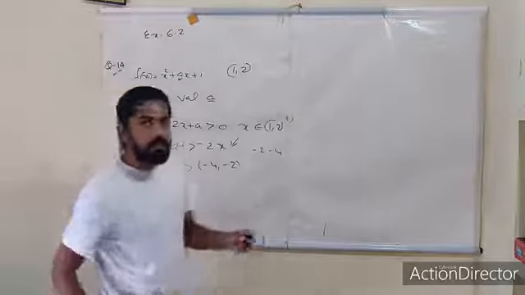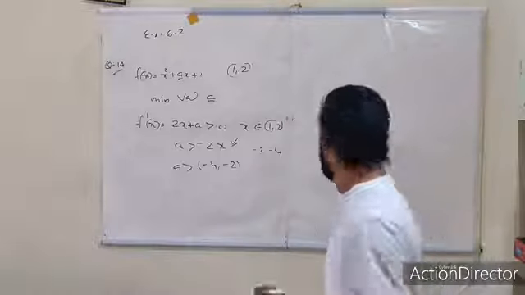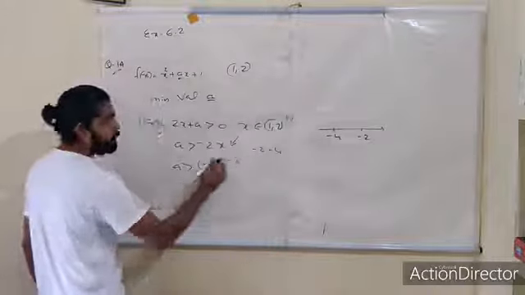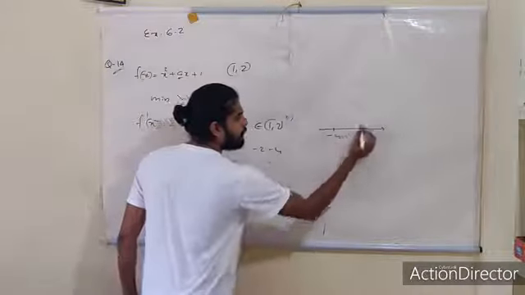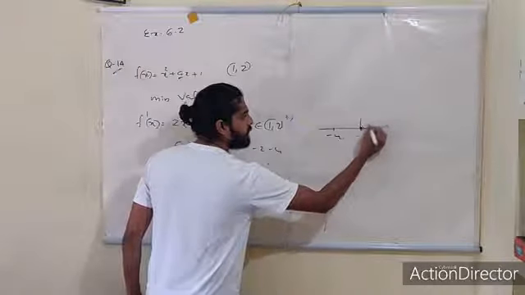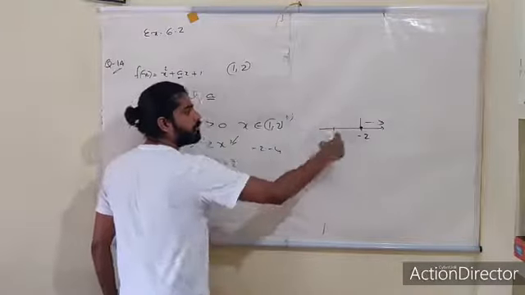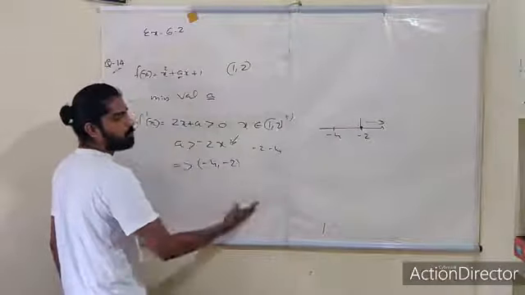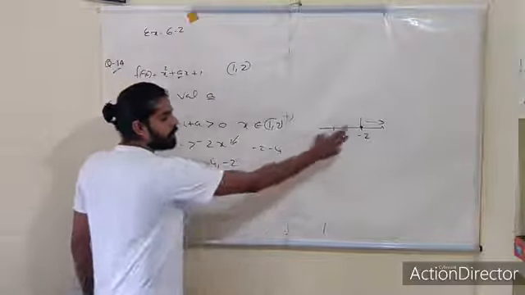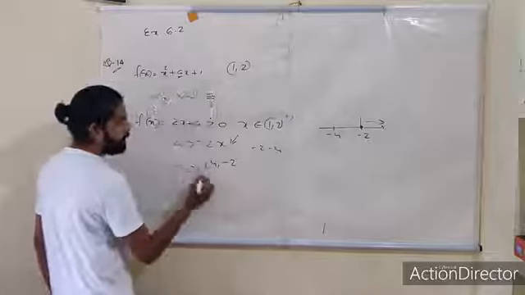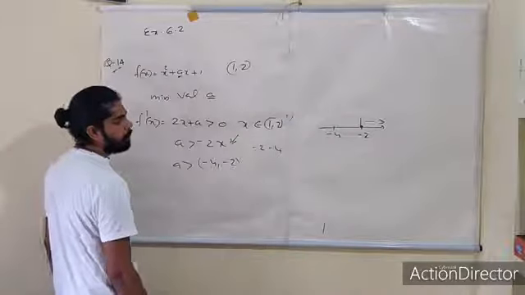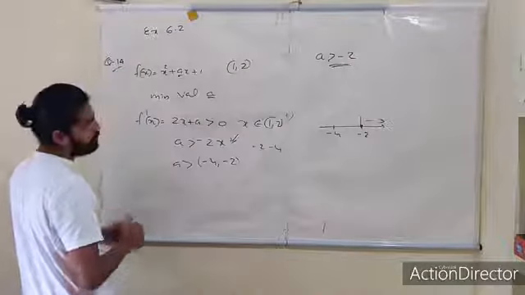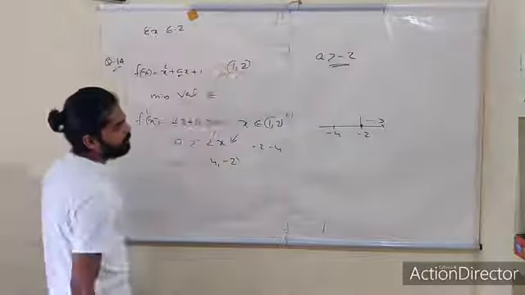So a must be greater than any value that lies between minus 4 and minus 2. That means a must be greater than minus 2. If a is greater than minus 2, then it is greater than any value from minus 4 to minus 2 also. Then it is simple, right? a must be greater than minus 2, then only it will be greater than any value between minus 4 and minus 2. So a is greater than minus 2. The least value of a is minus 2.